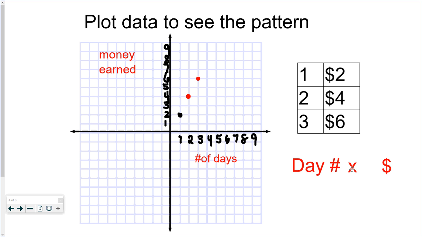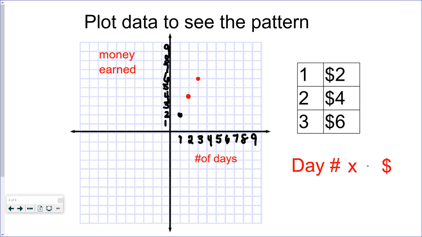But I also could look for the pattern by analyzing the data. The number of days, that's 1, times something is going to give me 2. The number of days, 2, times something is going to give me 4. So hopefully when you were looking at that, you would come up with the number 2.